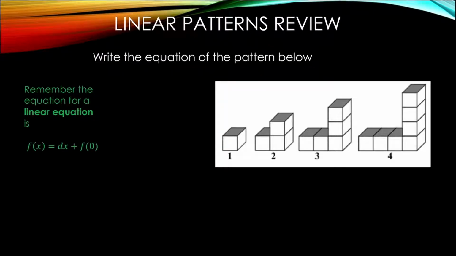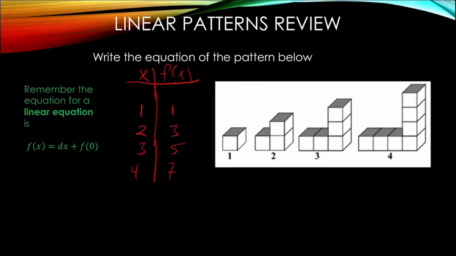Alright, so here's some review. This is stuff that you should have already done, that should be fairly common for you. So, linear patterns. I have a linear pattern here. How would I write the equation? For most things that we do, it's always good to create a table. On the first number in the sequence, we have one block. In the second one we have 3. In the third one we have 5. And in the fourth one we have 7.